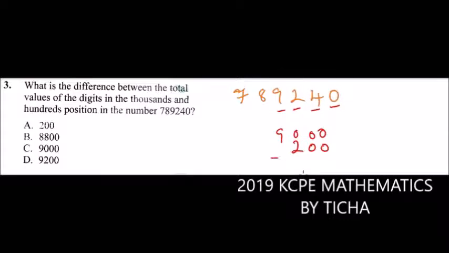So when you subtract, the word difference means you subtract. So you get 0, you get 0. You borrow 1 here. So you take here, you get 10, so you get 8, and here you'll be left with 8. So your answer is 8800, and from the answers given, that is the correct answer. So you shade off that answer on your marking answer sheet.